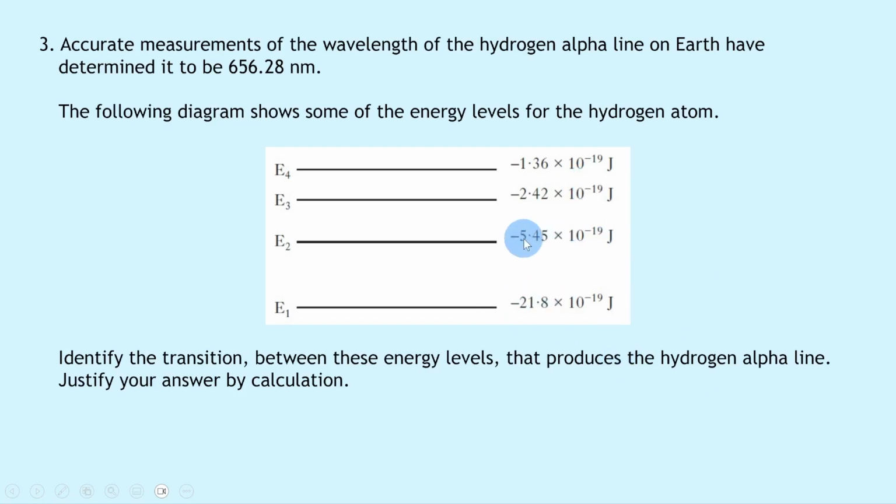So remember, we're taking away a lower energy level from a higher energy level. So for example, if we did minus 1.36 times 10 to the minus 19 joules, minus this value here, we're going to be adding on 2.42 to minus 1.36, which is not going to give us 3.03 in the end. And for example, if we did E2 to E1, you would be doing minus 5.45 plus the 21.8. So that's not going to give you 3.03. But you might be able to spot here that a transition from E3 to E2 would give you 3.03 as your starting digits for the energy difference.